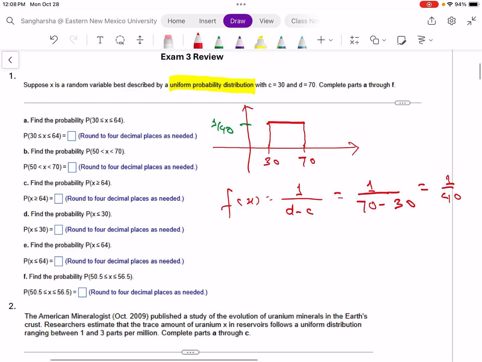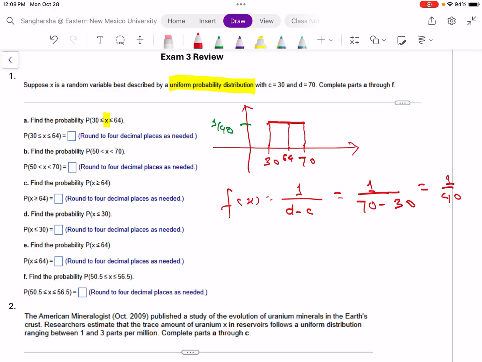Now let's see what we are asked here. We are asked to find the probability that x is greater than or equal to 30 and less than or equal to 64. Now where is 64? Let's say 64 is somewhere here. So this is 64.